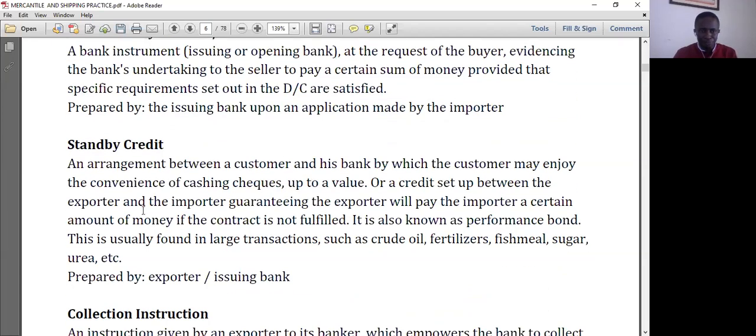Standby credit, an arrangement between a customer and his bank, by which the customer may enjoy the convenience of cashing checks up to a value, or a credit set up between the exporter and the importer, guaranteeing the exporter will pay the importer a certain amount of money if the contract is not fulfilled. So it is also known as a performance bond. So this is normally prepared by the exporter, like giving an assurance that in failure to get what you wanted, then I'm going to compensate you for the loss. Okay.